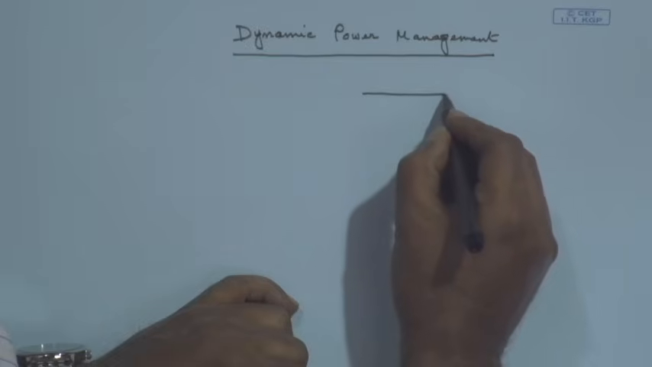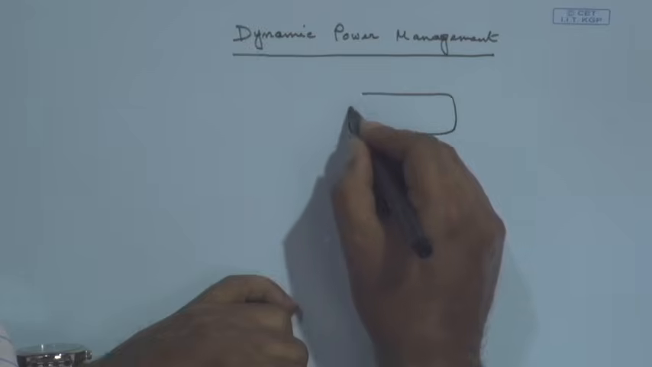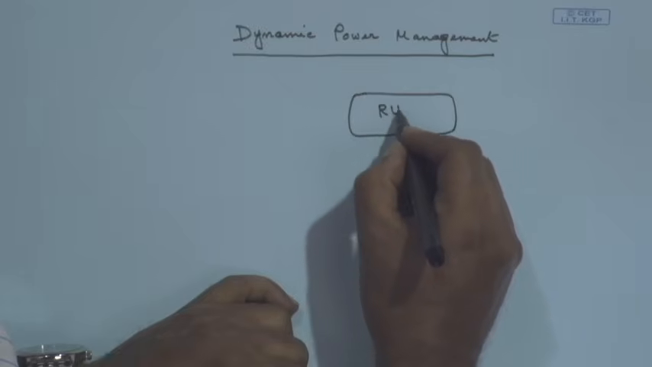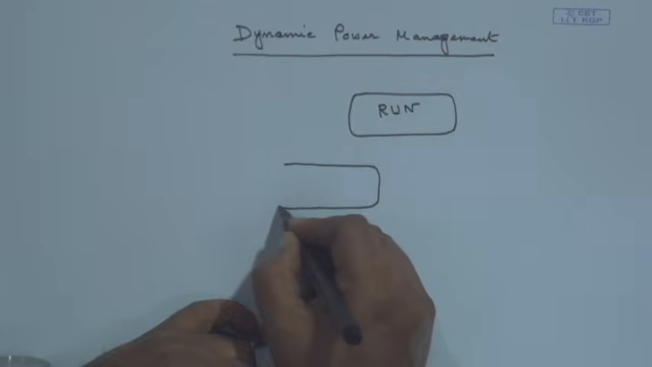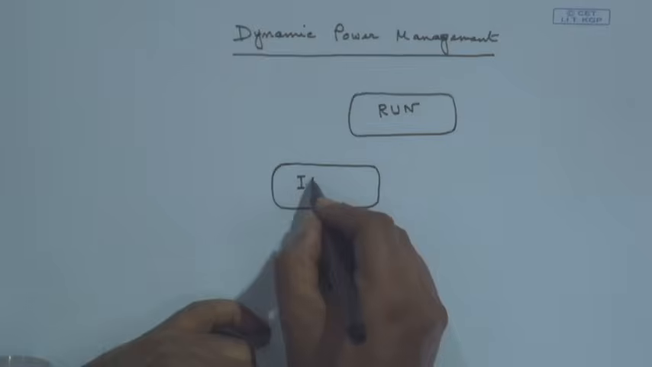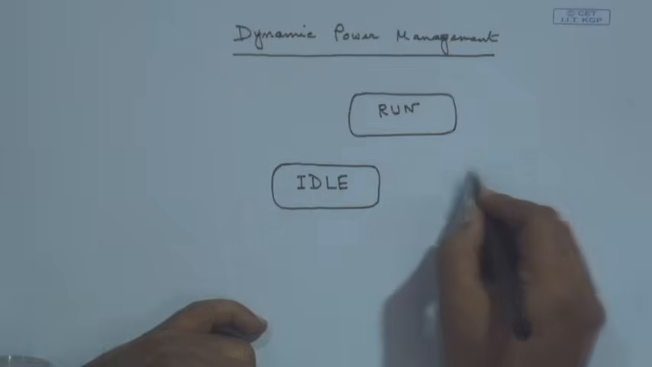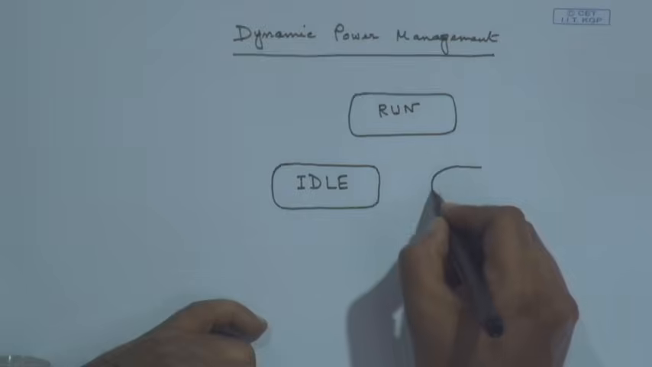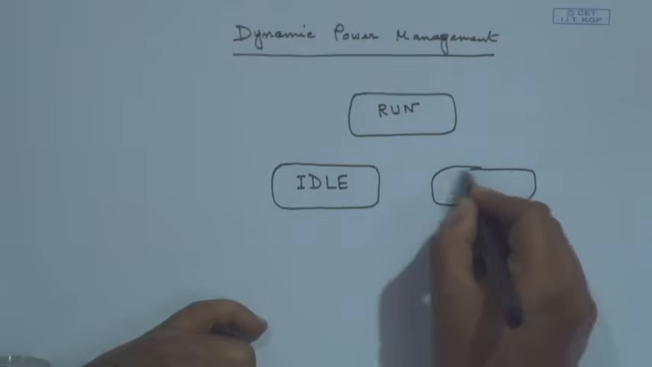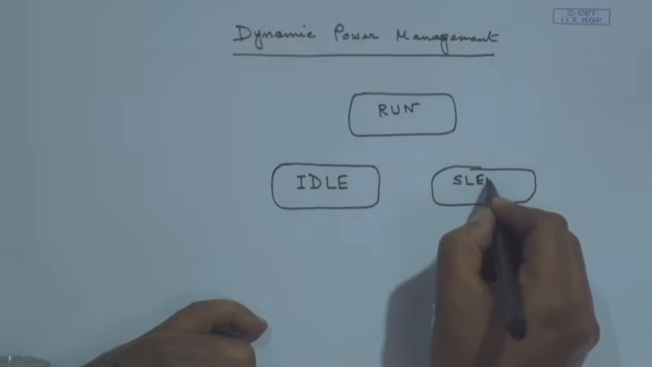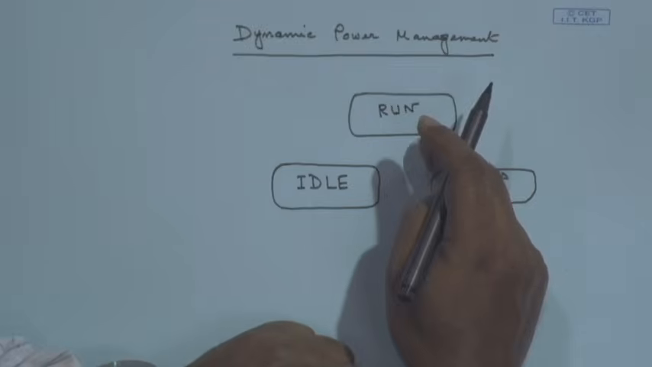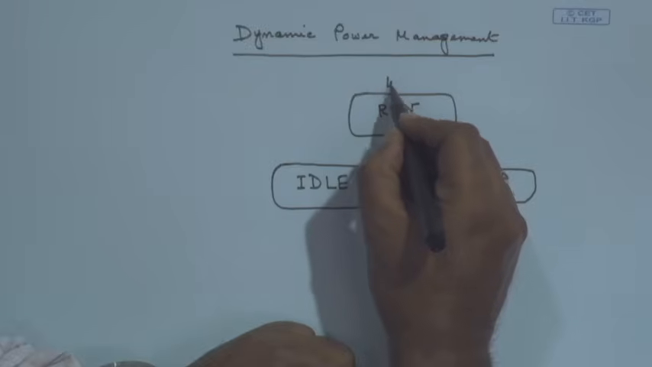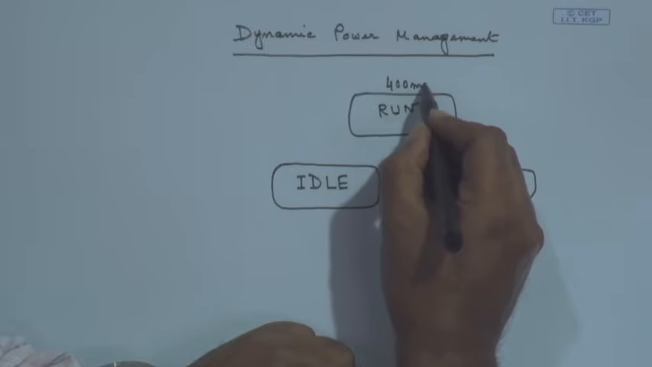Now, that processing state can also be divided into multiple states. For example, there can be a run state, there can be an idle state, and there can be a sleep state. Run state is normally operational, okay? And let us assume that at run state it is consuming a power of 400 milliwatt.